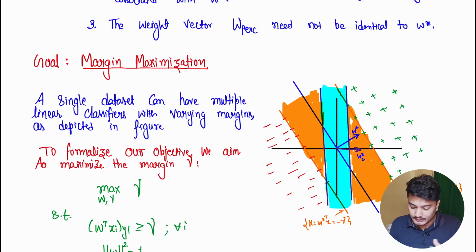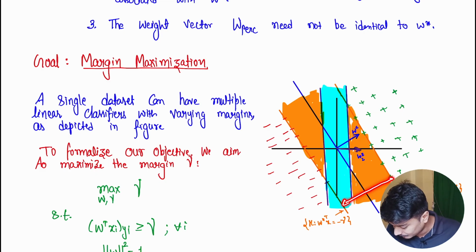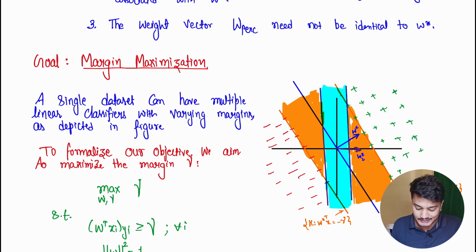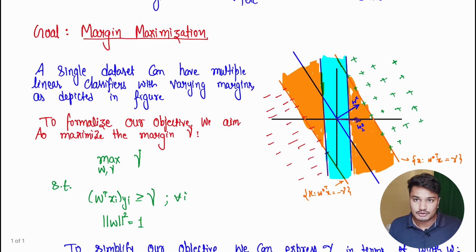So, there may be many margins. What do we want? We want the margin to be maximum, right? That is our desire. So, the goal is basically margin maximization. A single data set can have multiple linear classifiers with varying margins, as depicted in the picture. As I showed in this picture, I can have multiple W stars for which I can have multiple margins, right? Now, our goal is to maximize this margin.